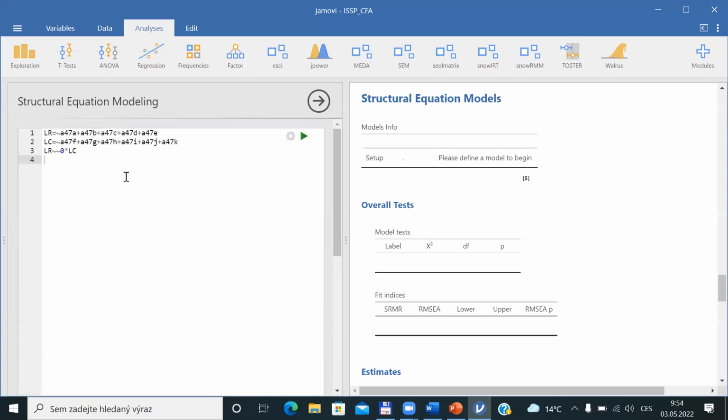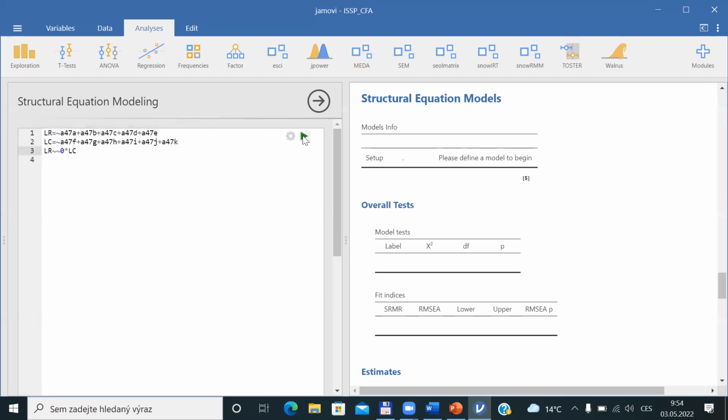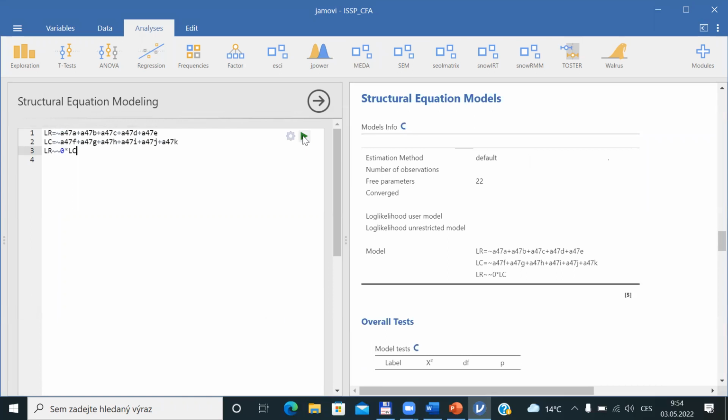And the last step would be that we run this model. So if we copied these 3 rows of commands into this free window, you can click here to run. Or alternatively, as you can see here, Control plus Shift and Enter is a possible combination of keys. So here it is. I hope it works. Once again, if we didn't redefine variables into continuous, this dialog wouldn't be active, or there would be some warning and no results would be available for us.